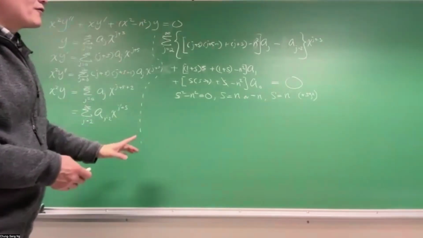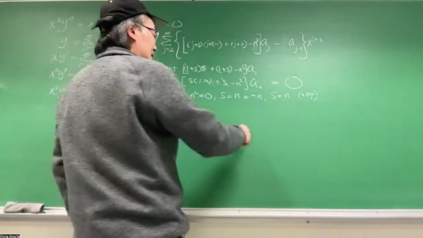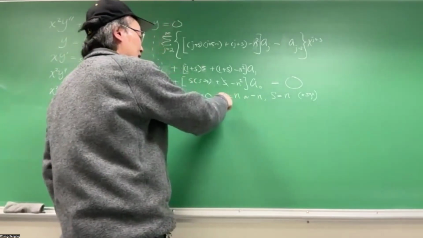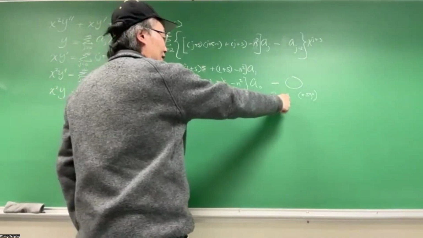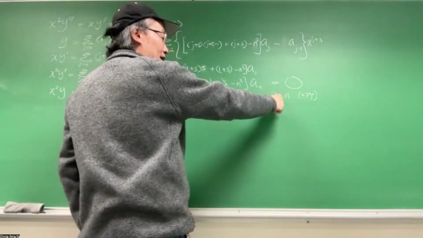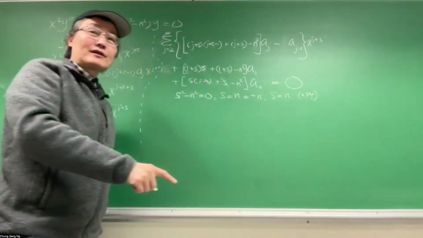So you have a freedom to choose n to be positive or negative. If you choose it to be positive, then s equal to n will be positive, minus n will be negative. But then you can say that you just choose s equals n, and then keep the freedom that n can be positive or negative.